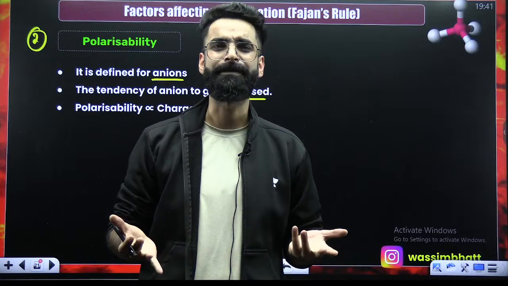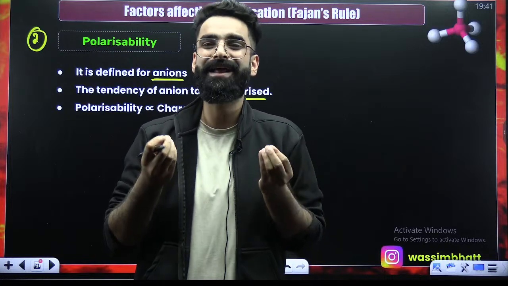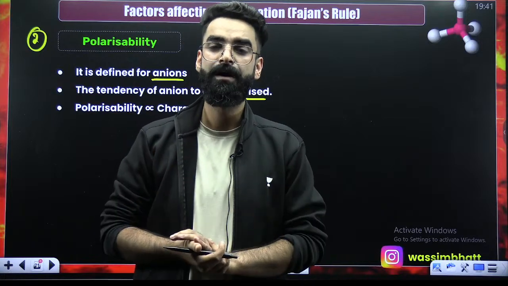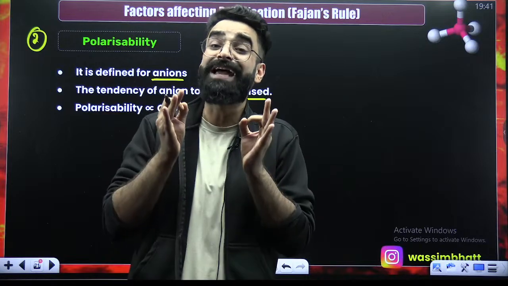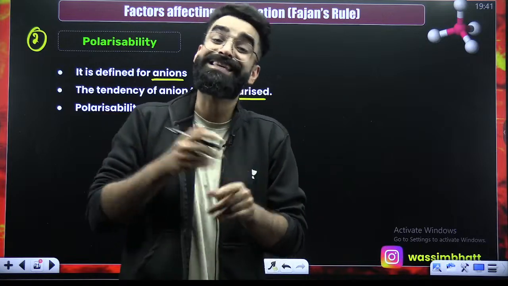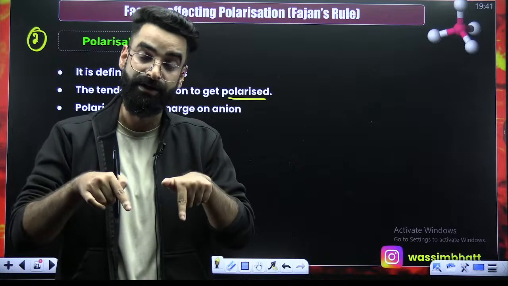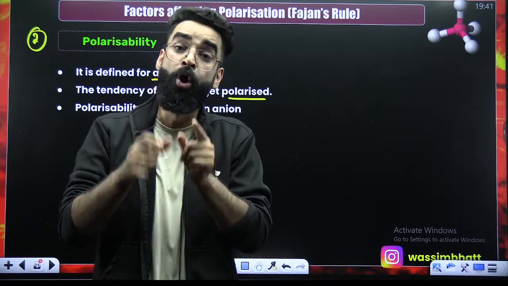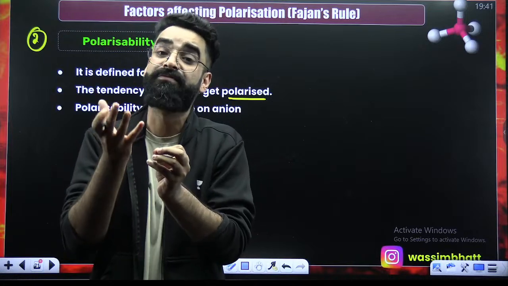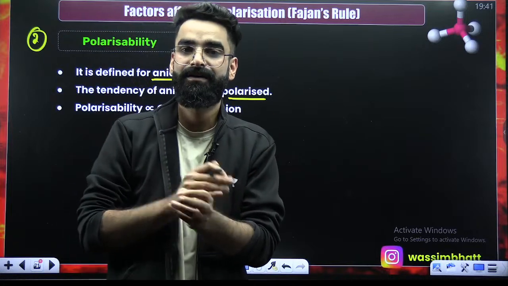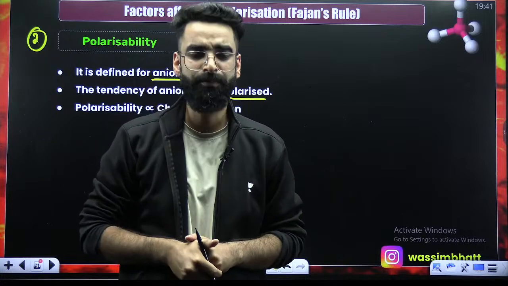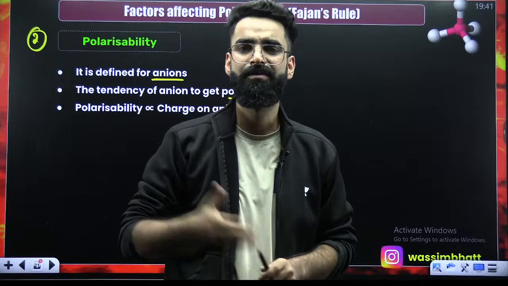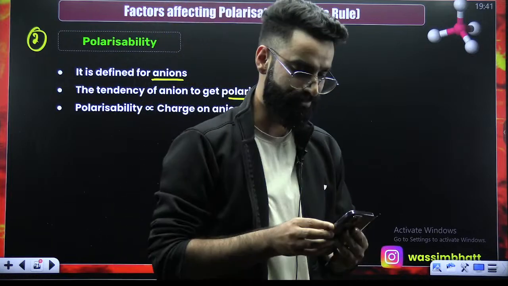So I can simply say, more the polarizability of an anion, more will be the tendency of the anion to distort its electron cloud. More will be the distortion of its electron cloud. More electron cloud of the anion will get shifted towards cation. Hence, at the end, more will be the polarization. And if more is the polarization, more will be the covalent character. I believe I'm clear.